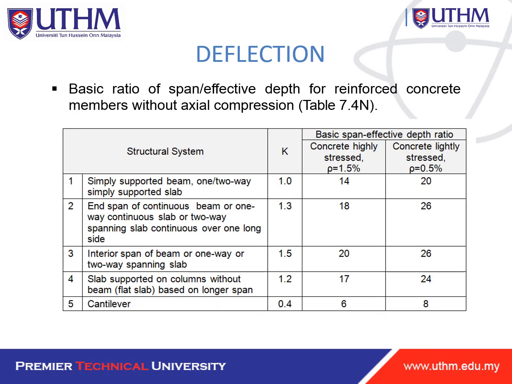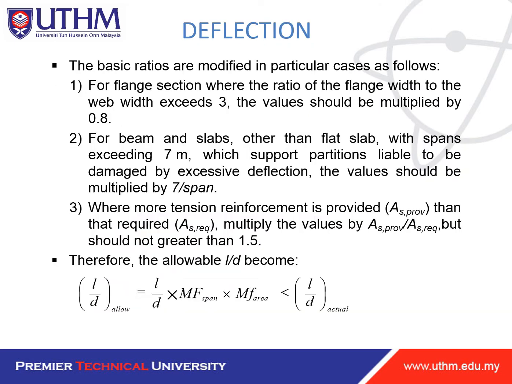And after that, this is the basic ratio of span to effective depth for a reinforced concrete member without axial compression. So this is Table 7.4N. You can get the value of K based on the ratios. Okay, so deflections.